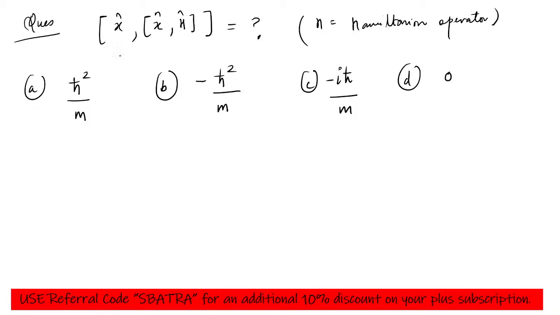So let me just read this question. You have to find out the value of this commutator where x is your position operator and h is your Hamiltonian operator. These two things are given in the question, and these are four options. You have to find the value of this commutator.